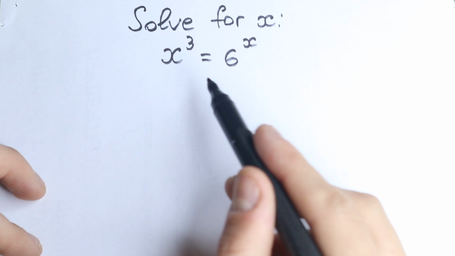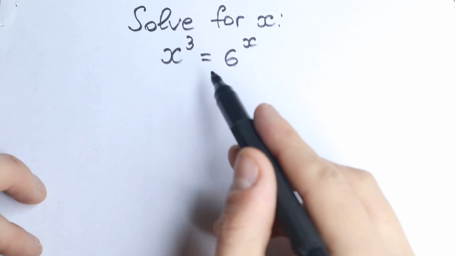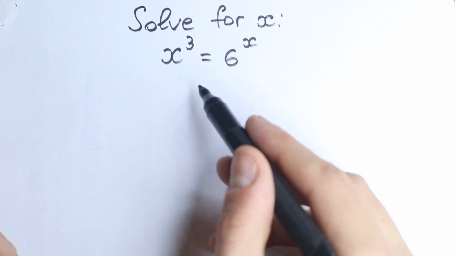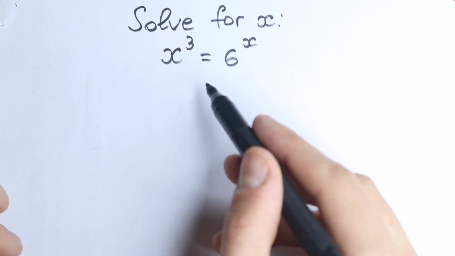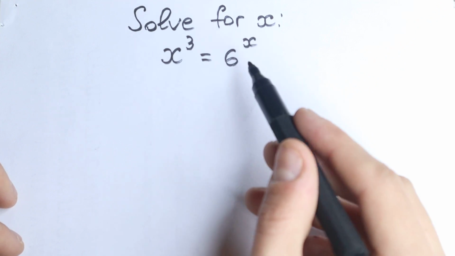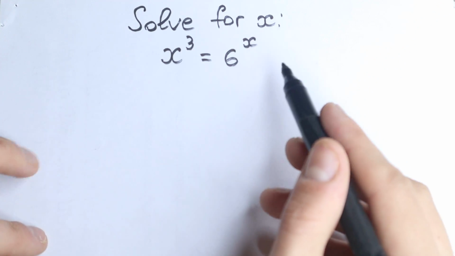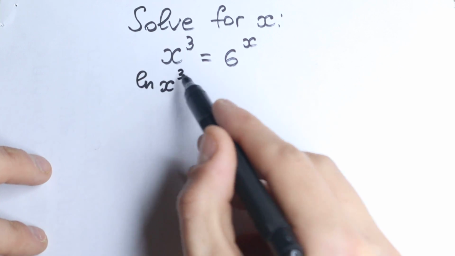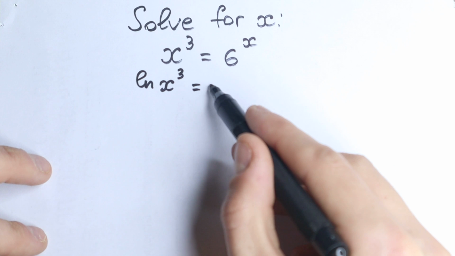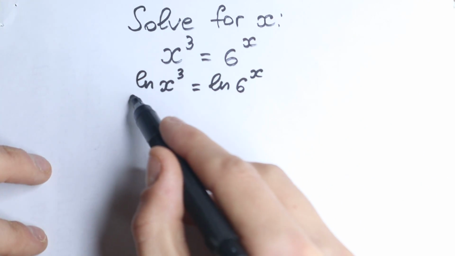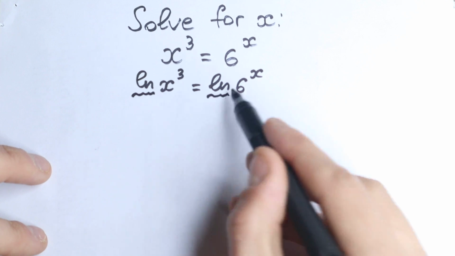So we need to learn about a really interesting approach, and I'm going to show you this approach in just 1 or 2 minutes. First of all, we have a power 3 right here, and we have x, so it's really good to know about natural log. If we take natural log of x cubed on the left hand side, and we need to do this on the right hand side, so natural log of 6 to the power x. So what we did, we just take natural log on both sides.